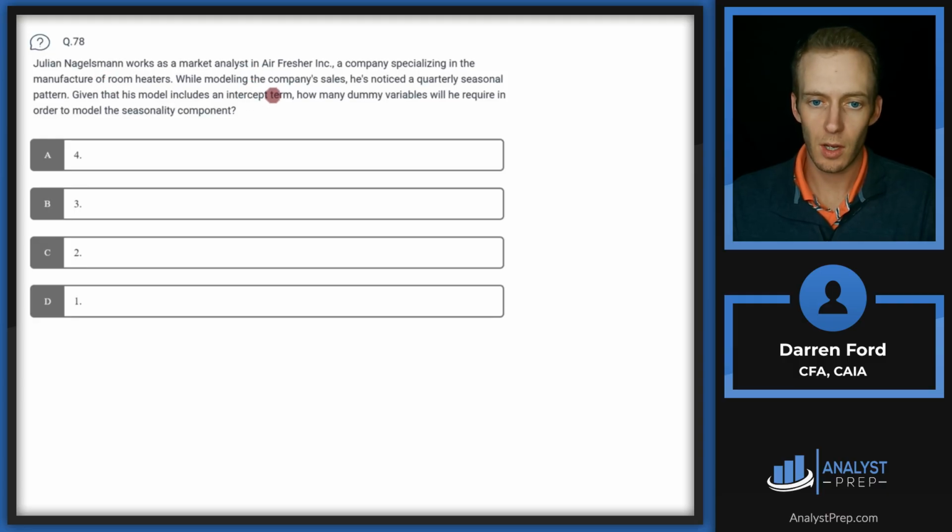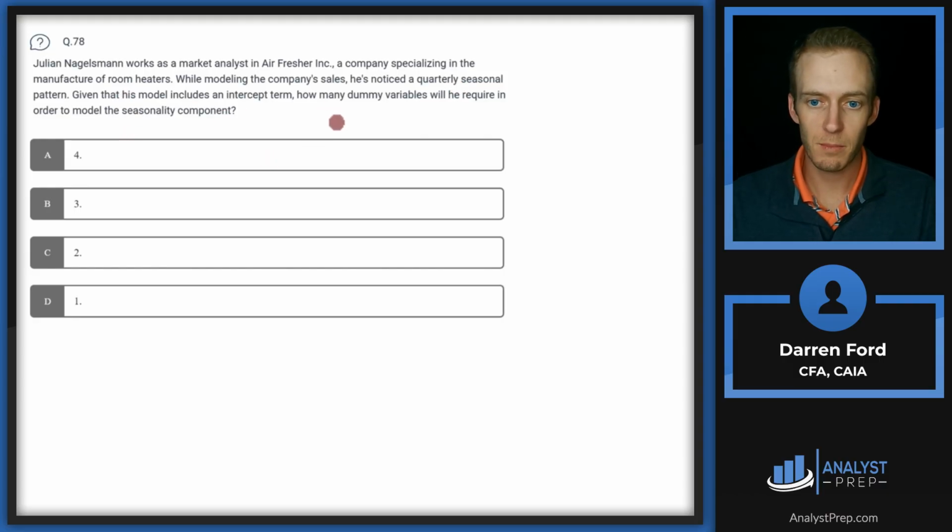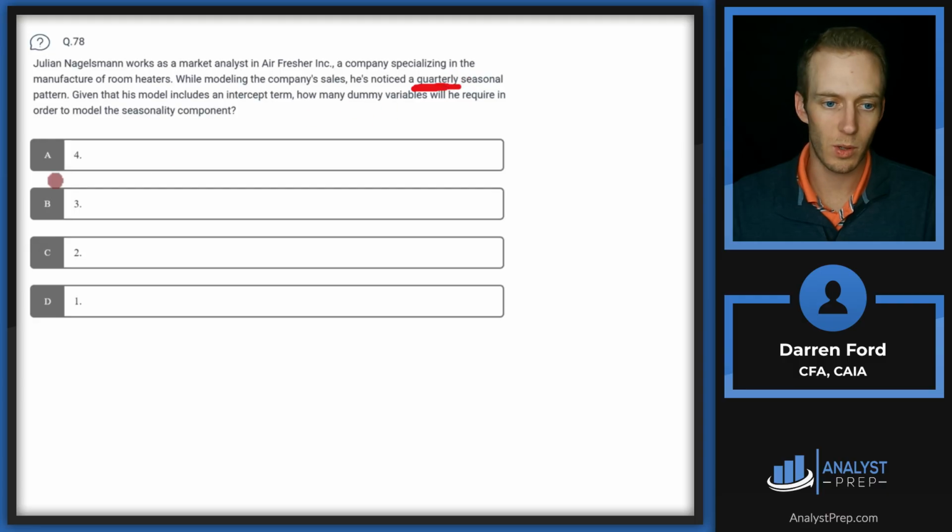Question 78. Julian Nagelsmann works as a market analyst in Air Fresher Incorporated, a company specializing in the manufacture of room heaters. While modeling the company's sales, he's noticed a quarterly seasonal pattern. Given that his model includes an intercept term, how many dummy variables will he require in order to model the seasonality component? So to model seasonality, we need to look at the frequency of that seasonality. So we're looking at quarterly. So the number of dummy variables we're going to need is going to be S minus 1, and S is going to be the number of time periods in that seasonality. So it'll be 4 time periods for quarterly minus 1, which will be pretty straightforward. It's going to be 3 dummy variables needed here.